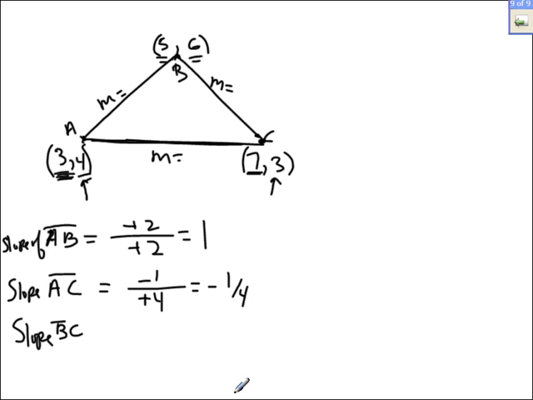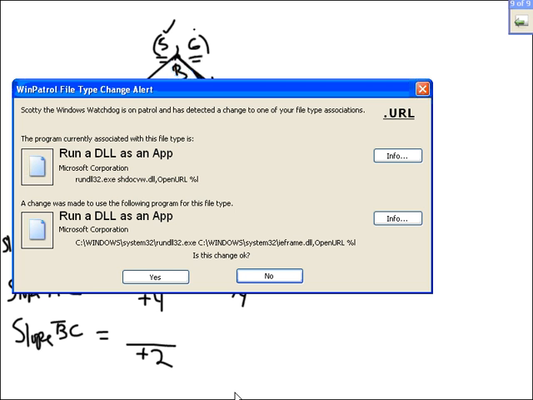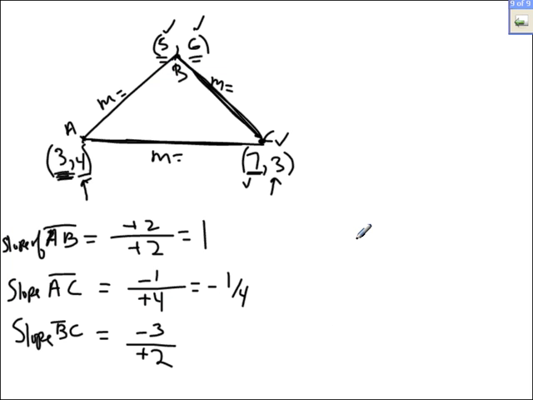What is the slope of BC, which is this line? Oh, x goes from 5 to 7. Went up 2. y goes from 6 to 3. Went down 3. A negative over a positive is negative. Slope is negative 3 over 2. Okay, that completes the section on slopes.